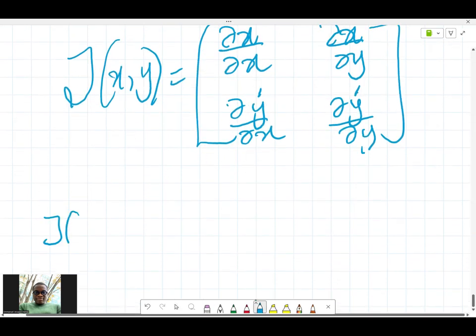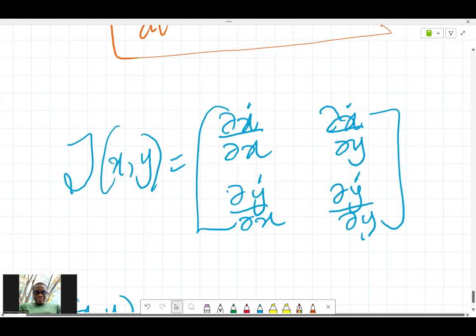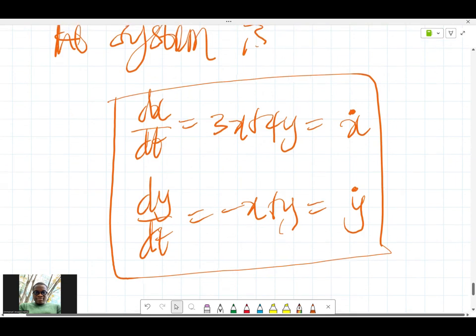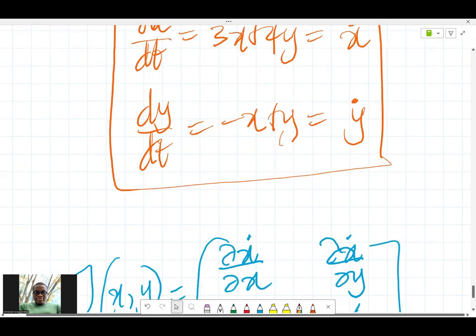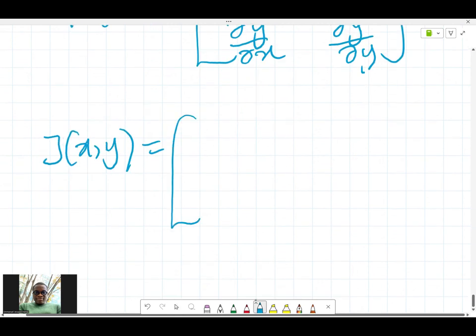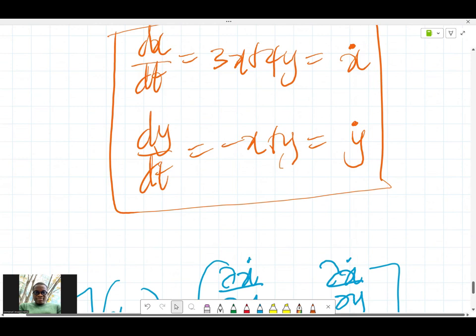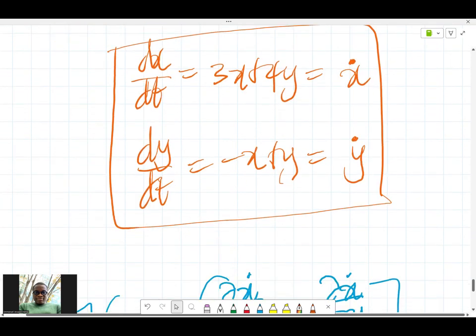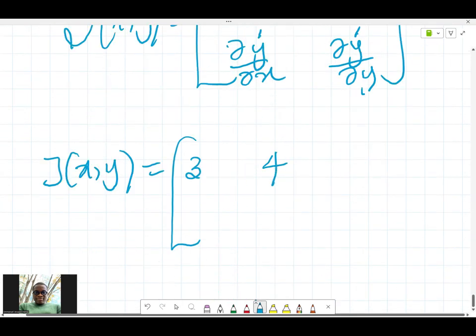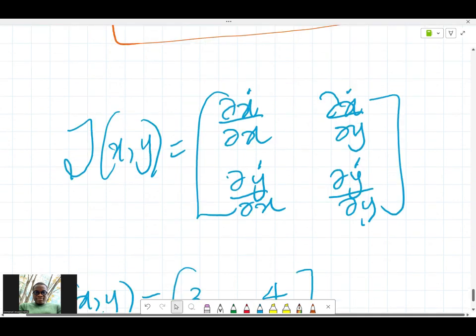So we have J of x comma y to be equal to... differentiate 3x plus 4y with respect to x, that's 3. Differentiate 3x plus 4y with respect to y, that's 4. It's more or less like just writing out the coefficients.